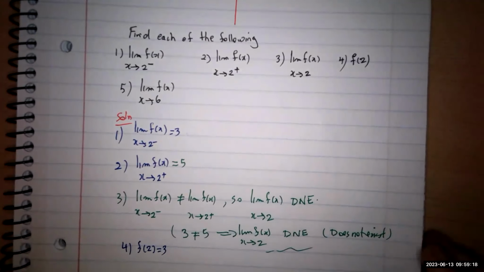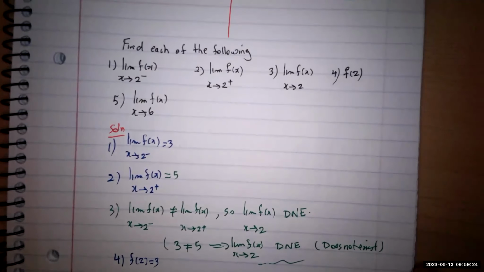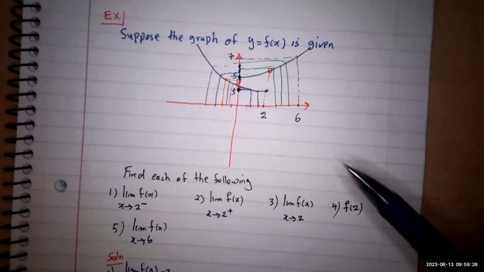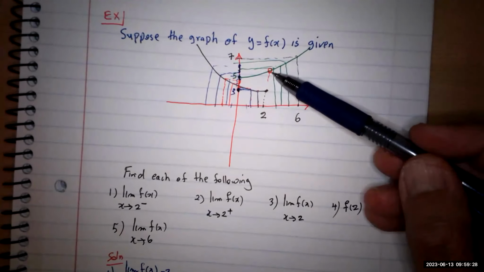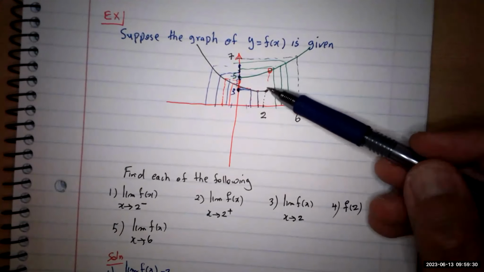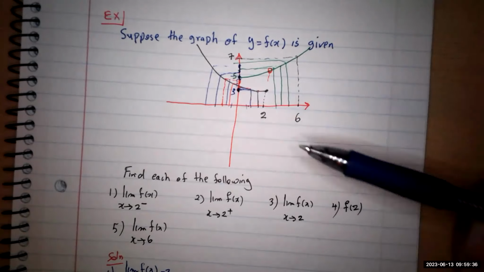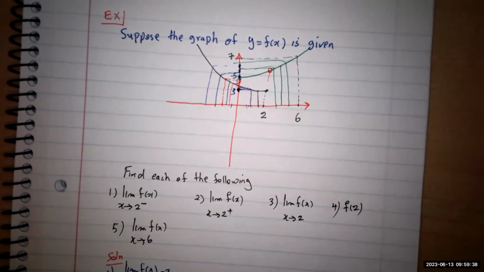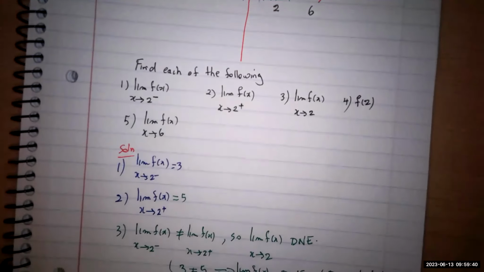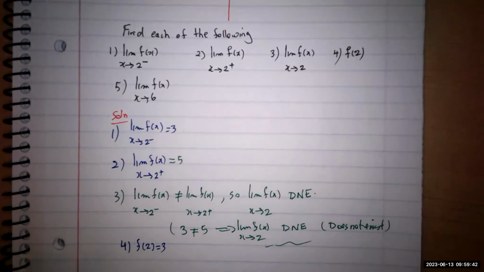You know that in your previous course, if a function is given to you, use the vertical line in order to find the value of the function. You cannot find it from here because there is a hole here, so you have to find it from the solid point. And the solid point is equal to 3. So f of 2 is equal to 3. Question? So that gives you a better understanding to analyze it.